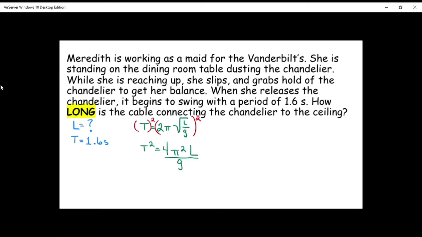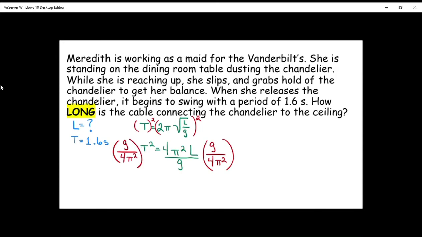So what we're going to do is we want to use that information. So we're going to multiply by the opposite of that. On this side of the equation, I'm going to multiply by G over 4 pi squared, and I'm going to do the same thing on this side of the equation, G over 4 pi squared.